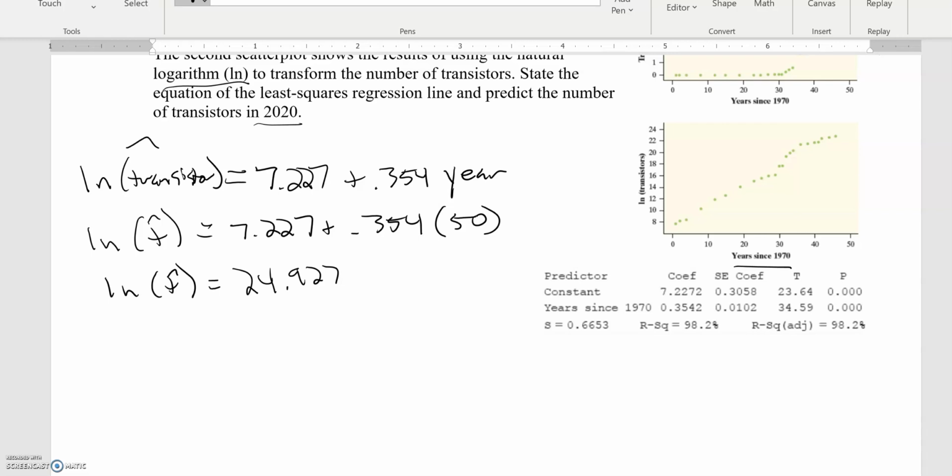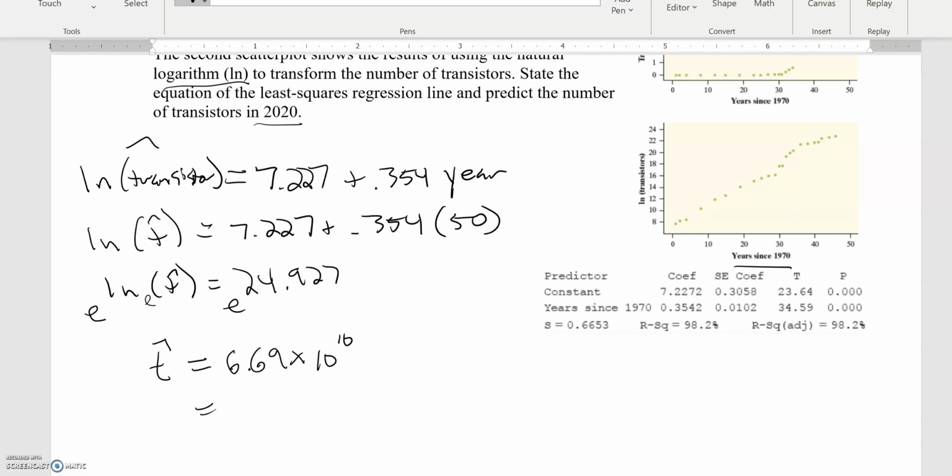And so now remember, we want to solve for t hat, and when we use natural log, remember that's base e, that magic number e. So to solve for transistor hat, we just have to use big e and do e to the power on both sides because these things are equal. And so you get transistor hat equals e to the 24.9, which is 6.69 times 10 to the 10th.